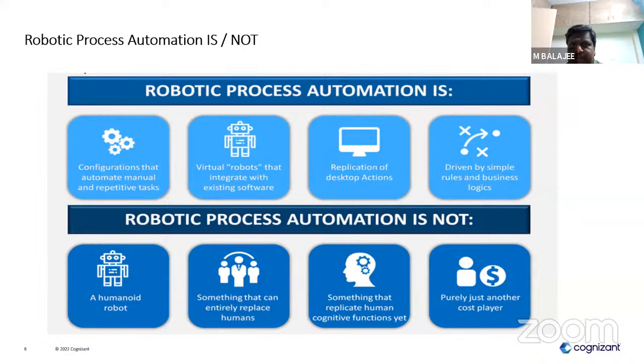what we need to know when we start RPA is what is RPA and what is not RPA. Process automation is a configuration that automates manual tasks. They are only virtual robots that integrate with existing software. They are a replication of our desktop application, driven by simple rules. In case of if this happens, we have a workflow diagram. If it is yes, it should go here. If it is no, it should go here. So we'll have simple rules and business logic.